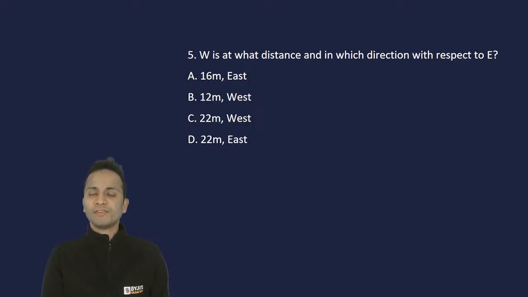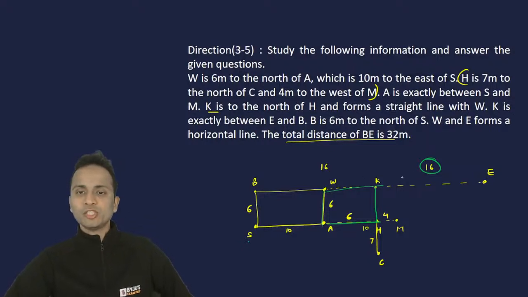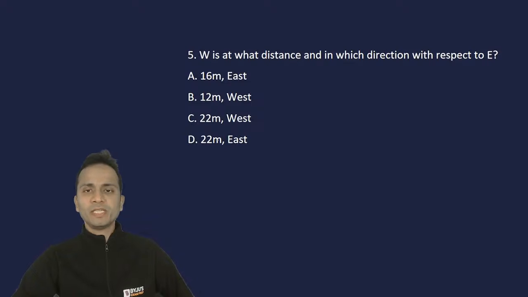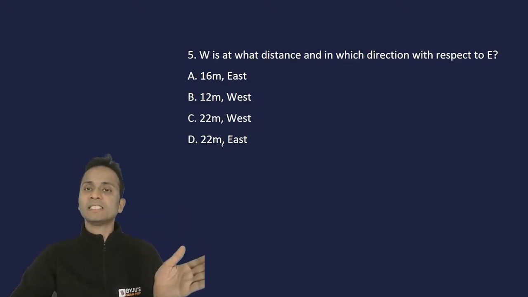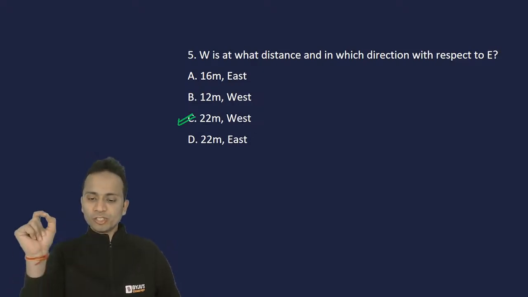Let's look at the fifth question. W is at what distance and in which direction with respect to E? If I go back to the figure, W with respect to E, the distance is 16 plus 6. So the distance is 22 between them, and W is to the left, so I can say to the west of E. The correct answer should be option C, that is 22 meters to the west.